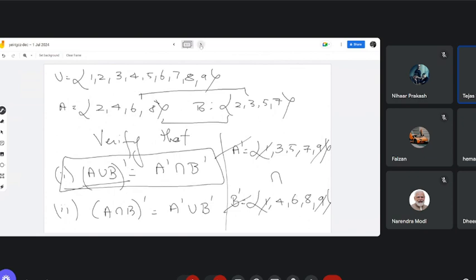Left-hand side answer. Right-hand side says A dash union B dash. What I'm going to do a little smartly, I'll change it here only.